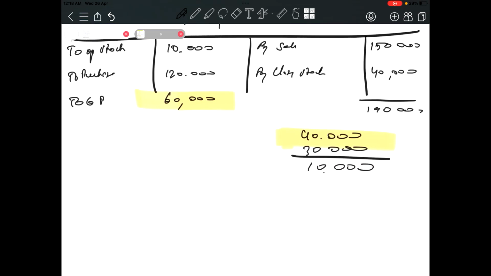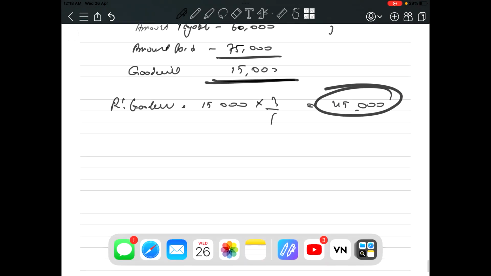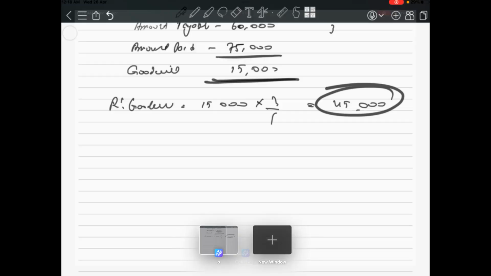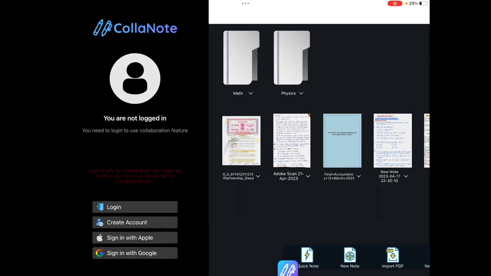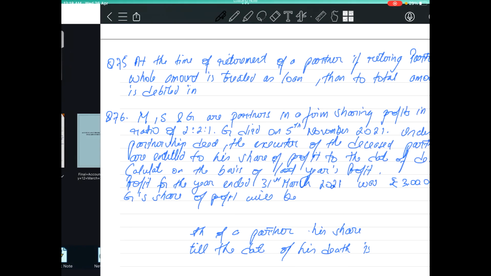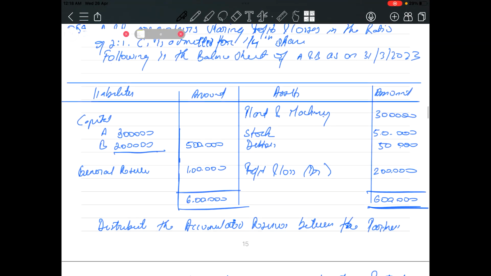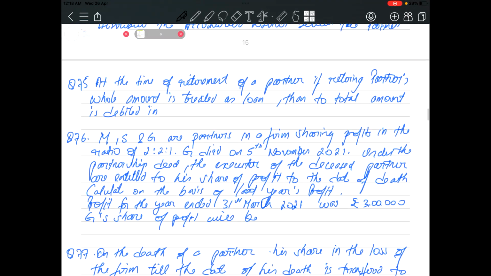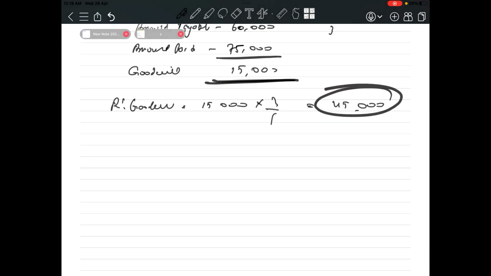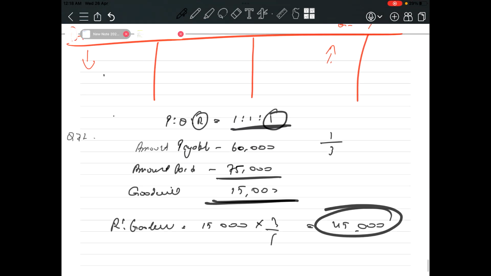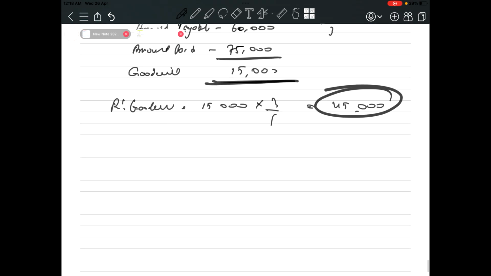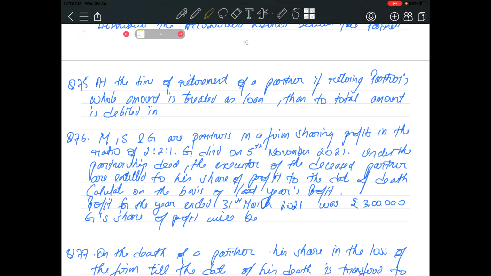Now let's move to some other questions. Let's see some more questions on this topic. Let's come to question number 75. We are done with question number 74. Now let's move to question number 75. Let's see what question number 75 is saying.